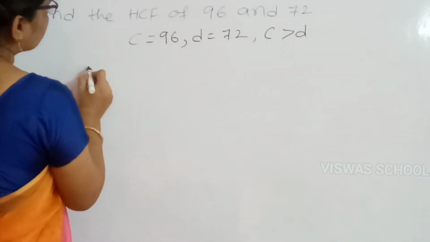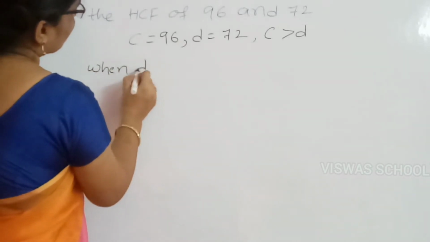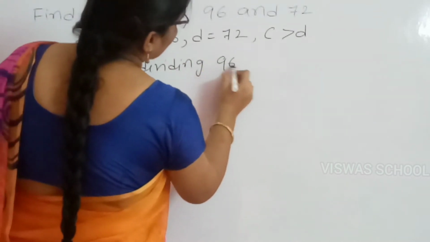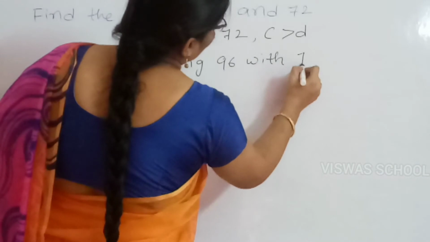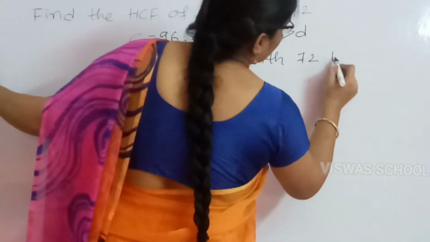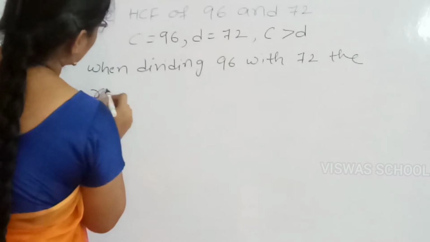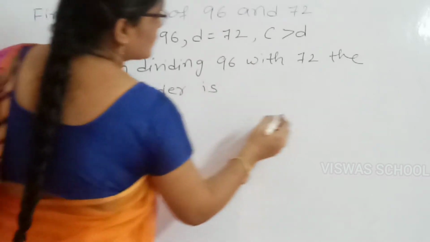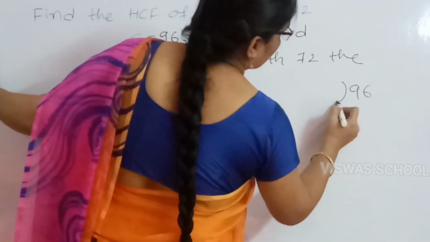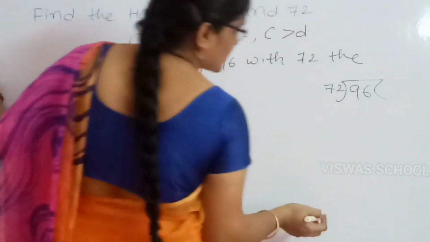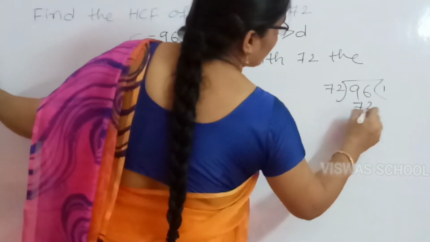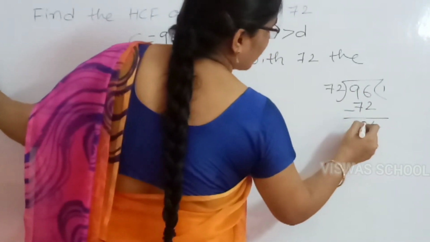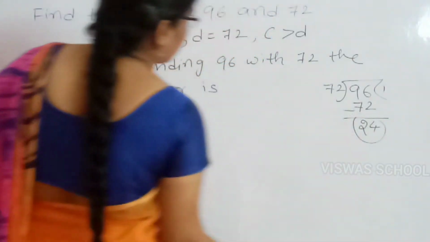When dividing 96 with 72, the remainder is what? The remainder is, let's check, 72 ones are 72. Here the remainder is what? We have to subtract these two. 6 minus 2, 4, and 9 minus 7, 2. 24. This is the remainder.